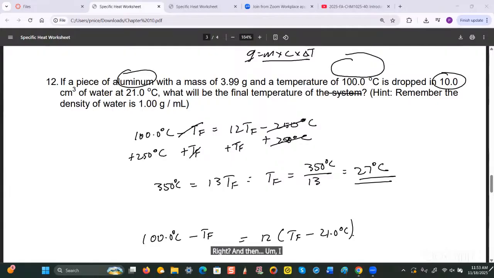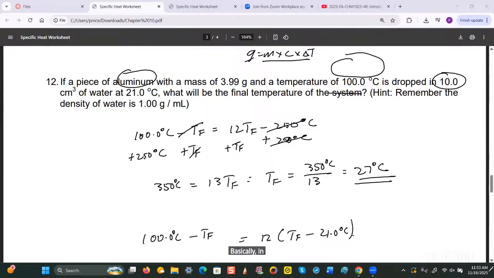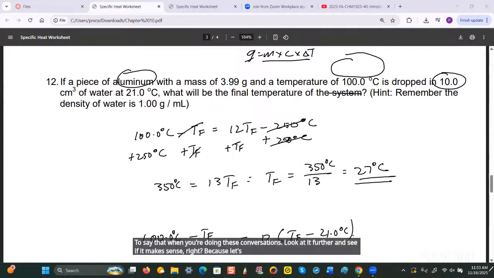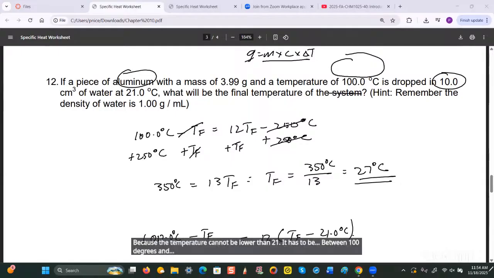I'm fairly confident that this answer is correct because 27 degrees lies between the 100 degrees, which was the initial temperature of the metal, and the 21 degrees, which was the initial temperature of the water. So 27 lies within that range. So I'm fairly confident that that answer is right. And I mentioned that to say that when you're doing these calculations, look at the final answer, see if it makes sense, right? Because let's say, for example, I did this, and I got an answer that is lower than 21, and you added something wrong, because the temperature cannot be lower than 21. It has to be between 100 degrees and 21 degrees, all right?